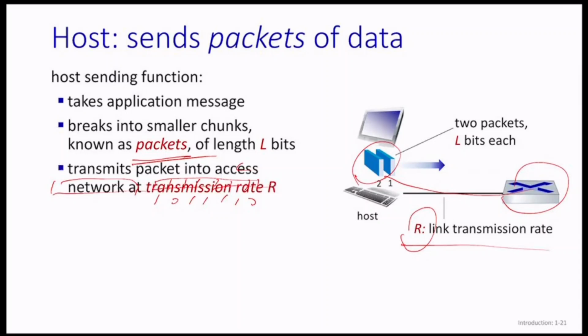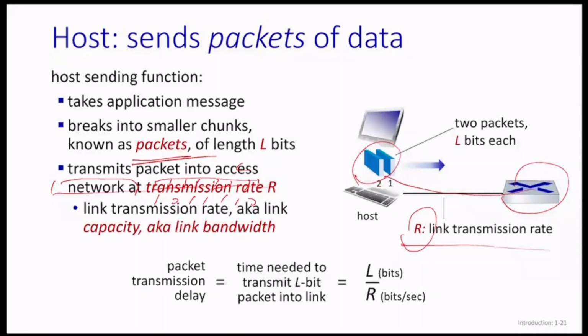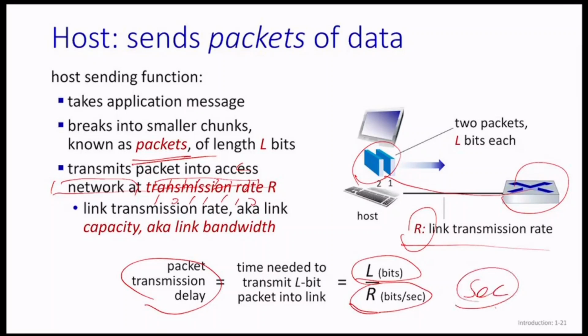So over this transmission rate R, what is the delay to transmit the packet from one node to another node? Based on this, the packet transmission delay equals the packet length L, meaning how many bits are in this packet, L bits, over the transmission rate R. Finally, we get the transmission delay in seconds.